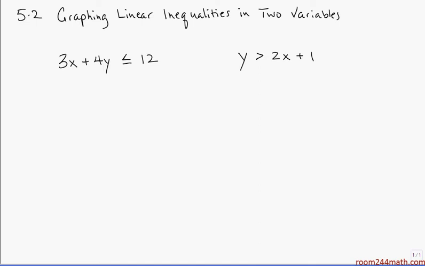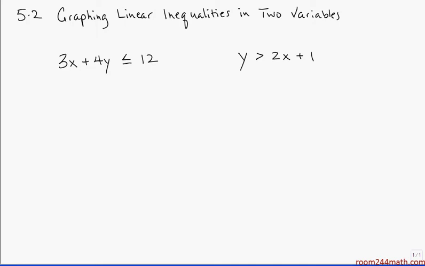In this section, we're going to revert back to dealing with linear functions, just straight lines, so that we can get an idea of how inequalities in two variables work. So I've got a couple of lines or linear inequalities represented here: 3x plus 4y is less than or equal to 12, and y is greater than 2x plus 1.